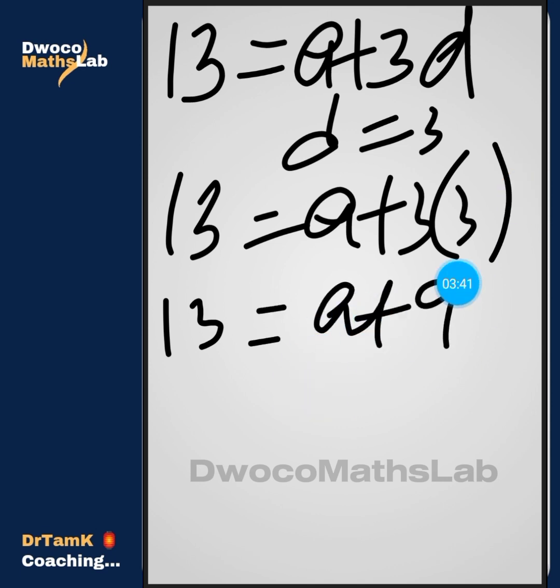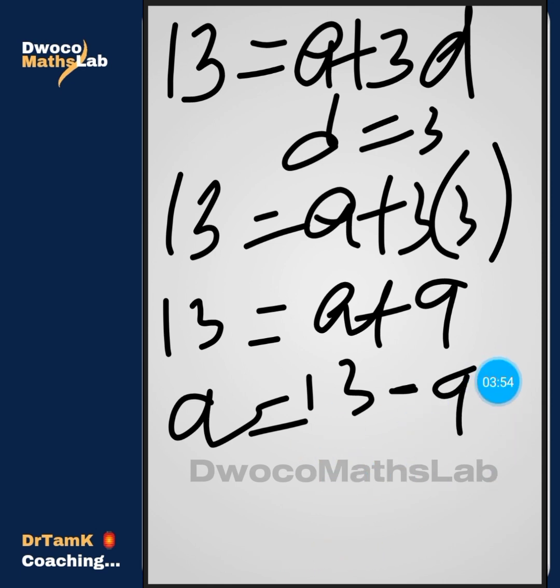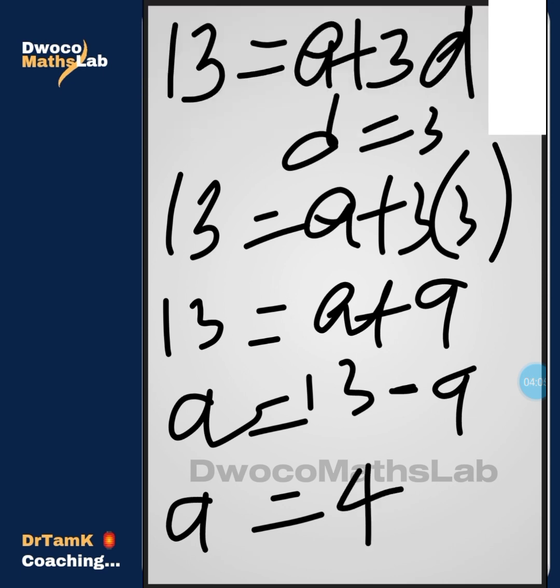Now this time I'm making a the subject of the formula. Your a will be equal to 13, and your 9 will cross over and become minus. So a equals 13 minus 9. Is it clear? What will be your a? 13 minus 9 gives us 4, because 9 plus 4 would give us 13.